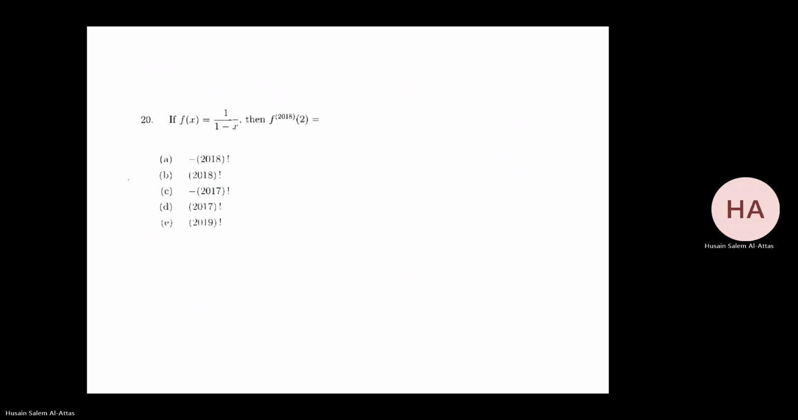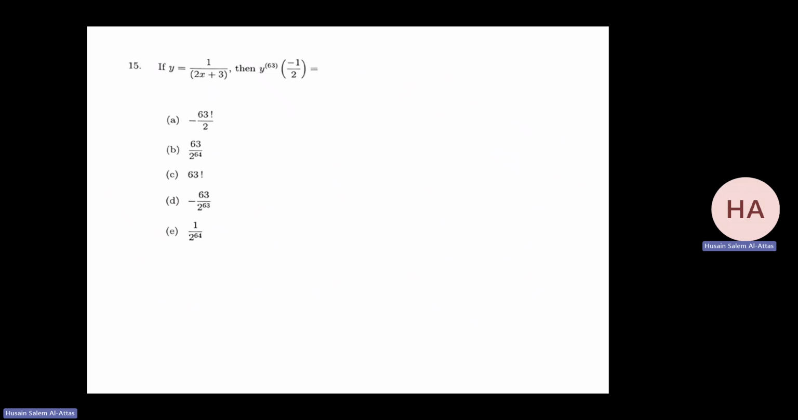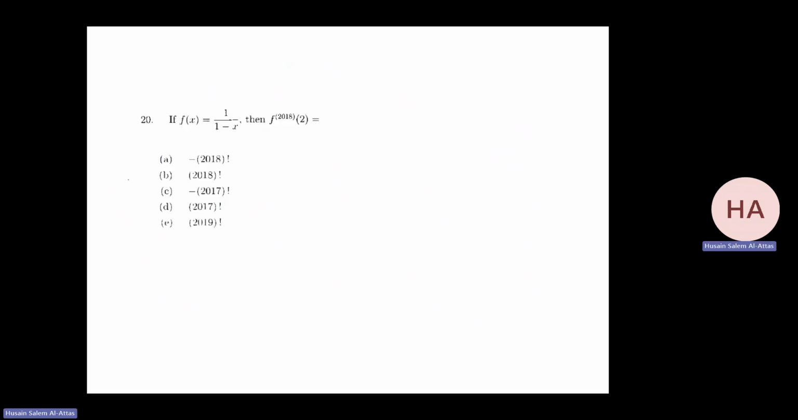Okay. Now 1 over 1 minus x. Let us do it. Now let us see the pattern. 1 over 1 minus x, I will write it as 1 minus x to the power minus 1. First derivative, see the pattern. It will be minus 1 minus x to the power minus 2. Don't forget the derivative of this, which is minus 1. So I'm coming back to 1 minus x to the power minus 2.